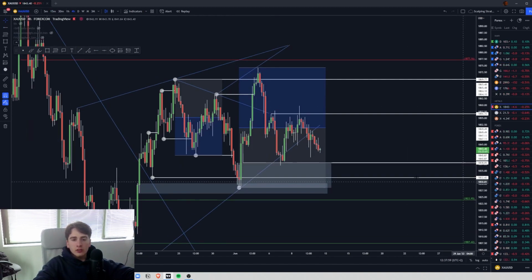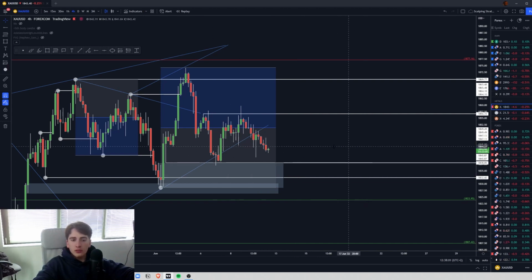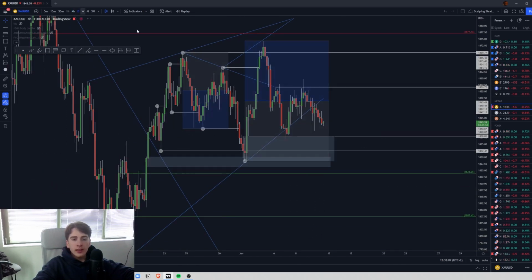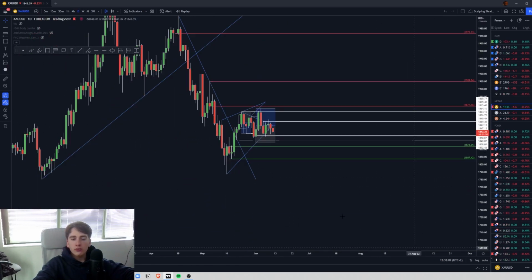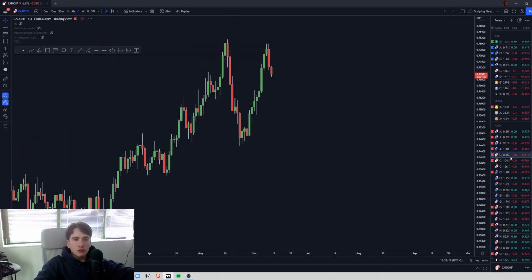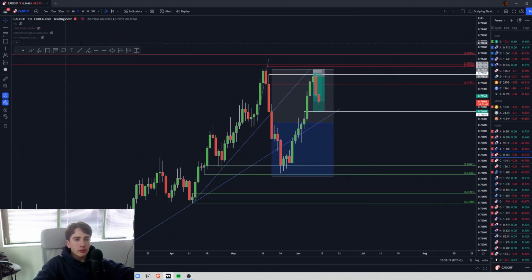Gold, just consolidating, not really moving at all. Could still come back down one more time to take out this low over here. And still, don't forget, we still have an untouched area of daily demand located approximately at 1824.80.